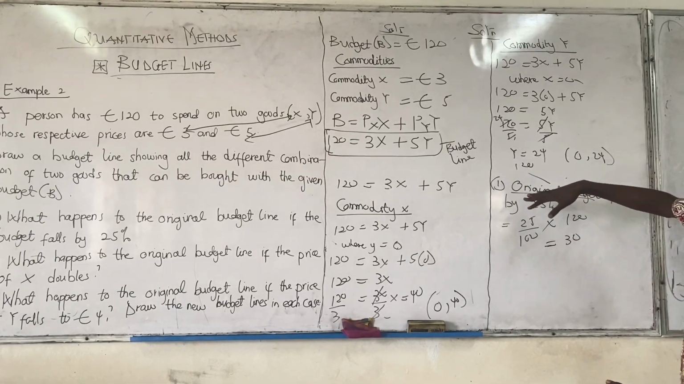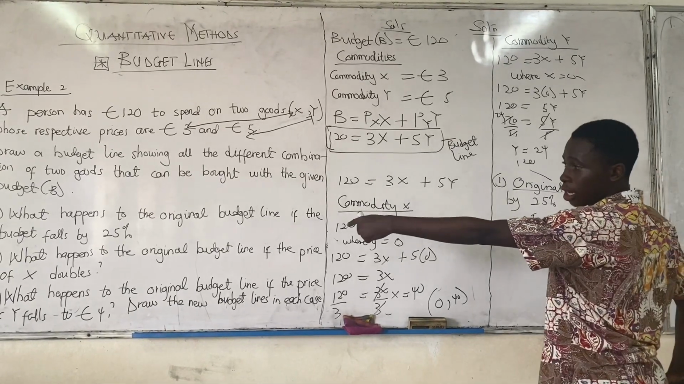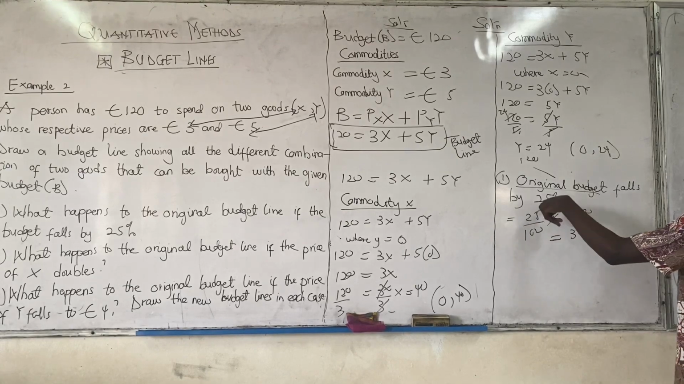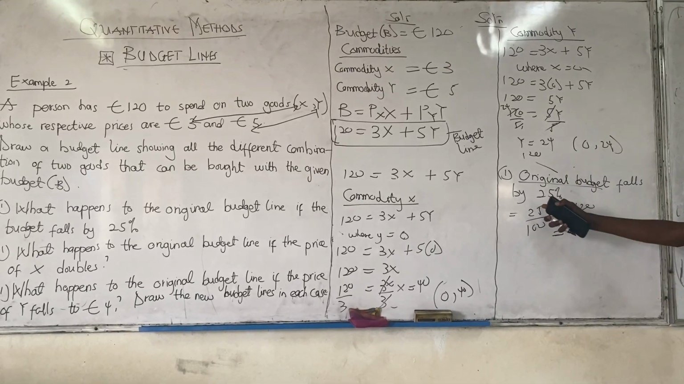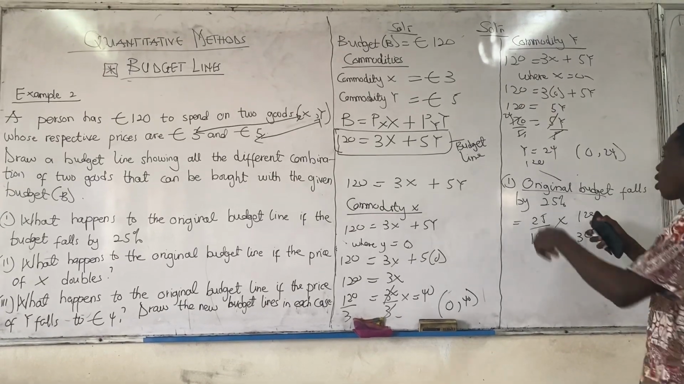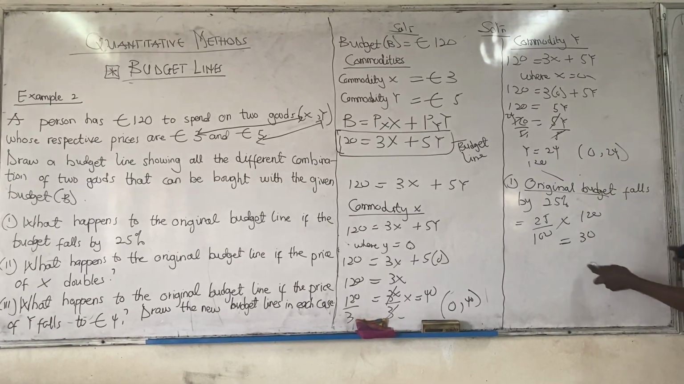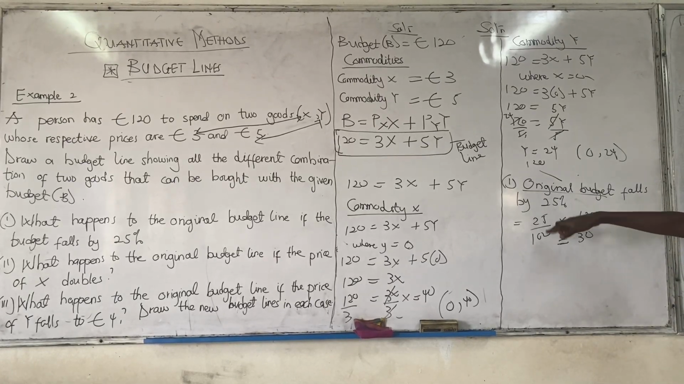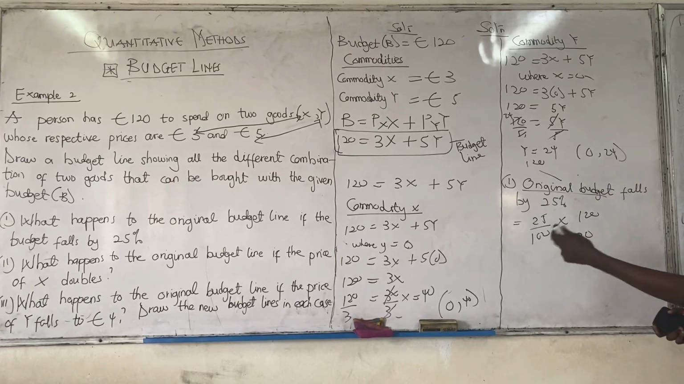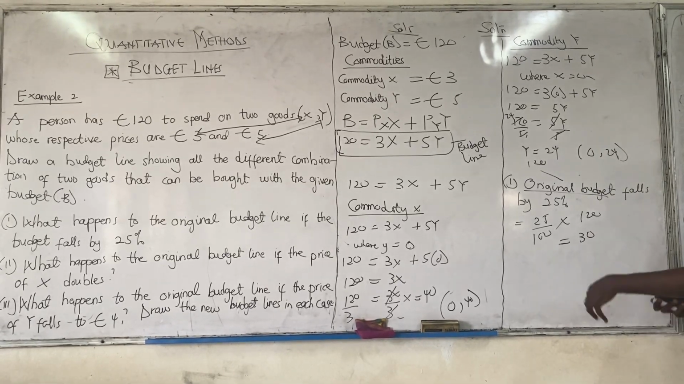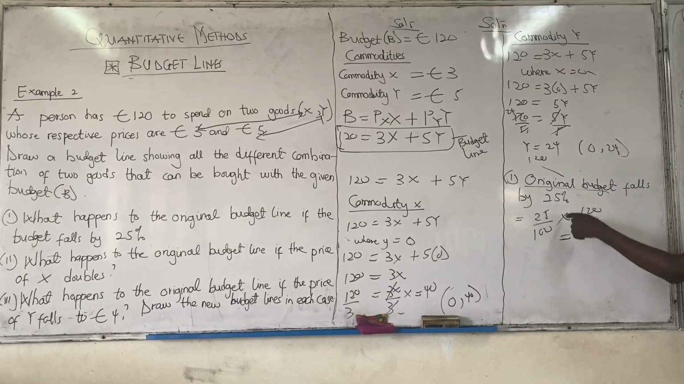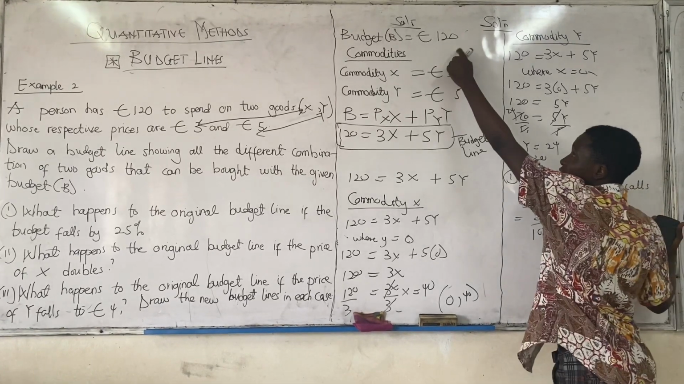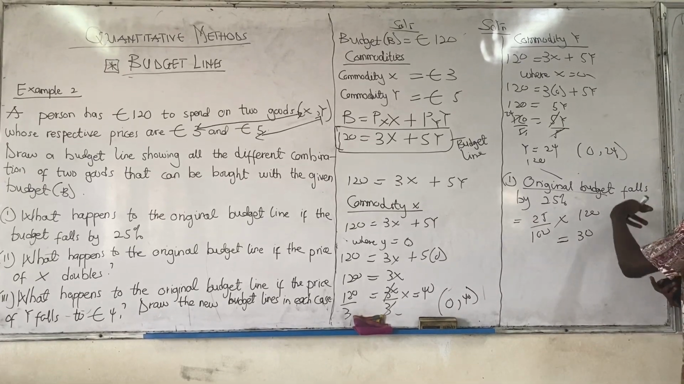Since it's in percentages, it becomes 25 divided by 100 times the budget, which is 120. You are going to get 30. It doesn't mean that since it's falling by 25%, the 30 here is going to become your new budget. No, it's not so. After you've gotten the 30 due to the 25%, you now need to subtract the 30 from the budget itself to get the new budget as a result of the fall of 25%.